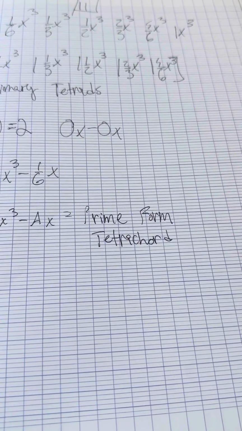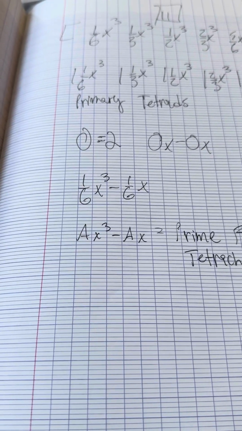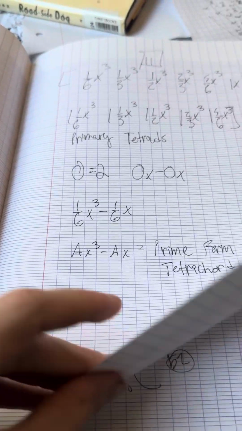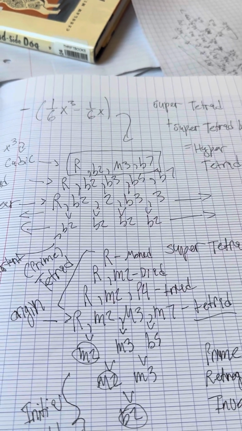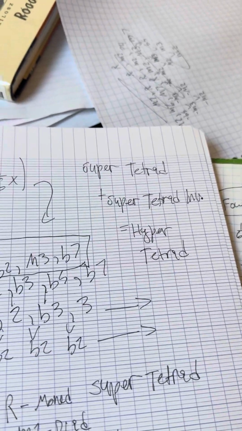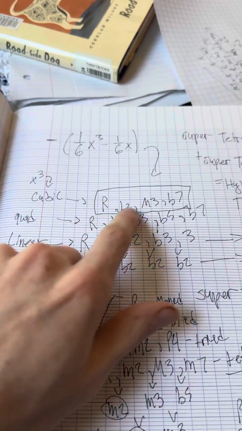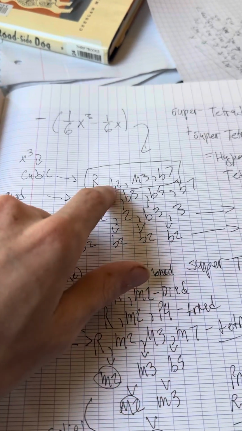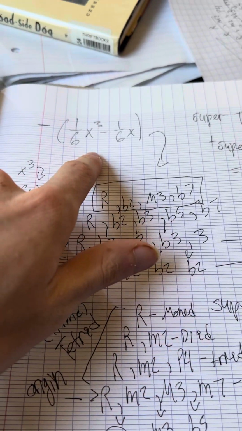And our prime form is going to look like this, ax cubed minus ax, and this is the polynomial which we're going to build all of our other families off of. This is kind of the explanation. I have it kind of divided up into tetrad, super tetrad, and hypertetrad. And basically our tetrad starts out with this. And how we get this is we find all the derivatives of this sequence. And this sequence is going to give us a polynomial that looks like this.